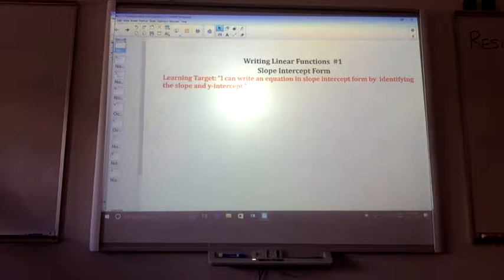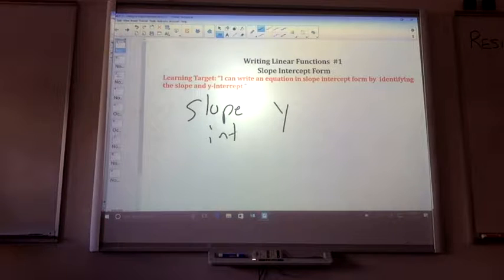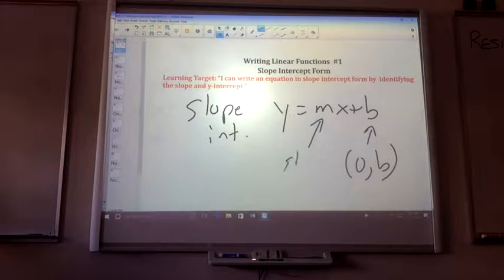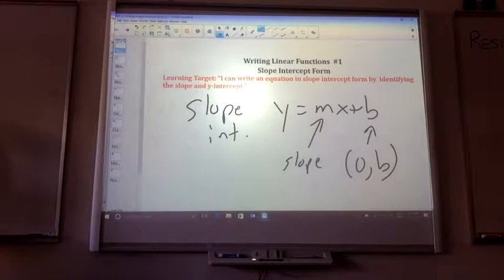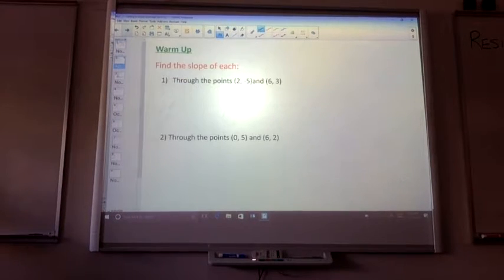I can write an equation in slope-intercept form by identifying the slope and the y-intercept. Okay, so slope-intercept form, just review, is this. Where the y-intercept is (0, b), and m is my slope. Slope is a map that finds you a second point once you establish one point. Yes? Okay, and that's just one of the forms, but we will go through all the different ways quite a bit. All right, so the first thing was we want to find the slope.